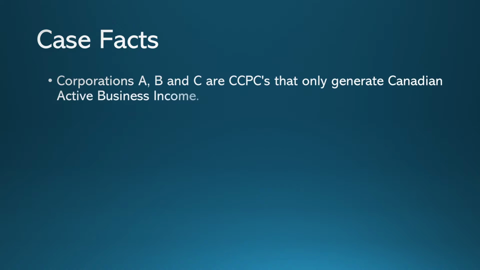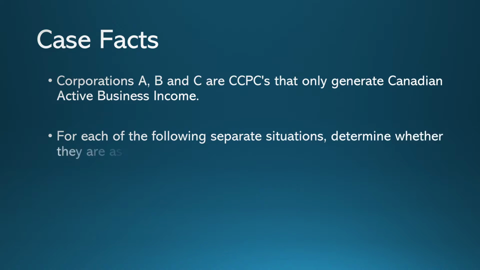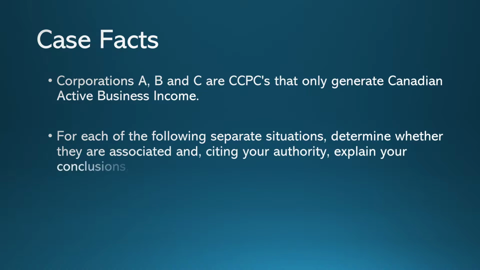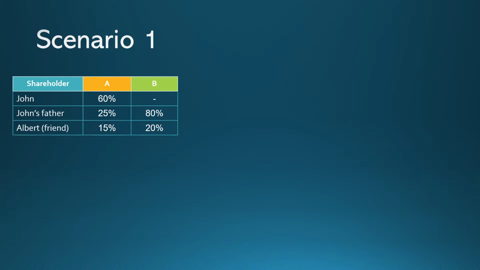And the case facts are as follows. Corporations A, B, and C are CCPCs that only generate Canadian active business income. For each of the following separate situations, determine whether they are associated, and citing your authority, explain your conclusions. Scenario 1. For each scenario, I'll present you with the shareholder table. In the leftmost column, you'll see the names of the shareholders. In this case, John, John's father, and Albert, a family friend. And in the next columns, we'll have Company A, Company B, and in some cases, Company C, the percentage of ownership each shareholder has of those companies.